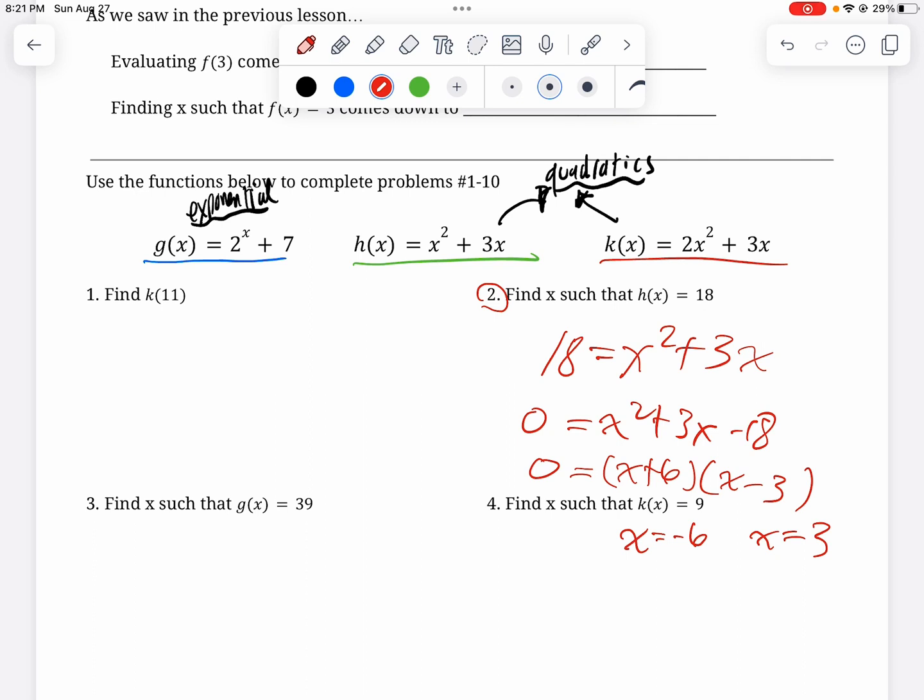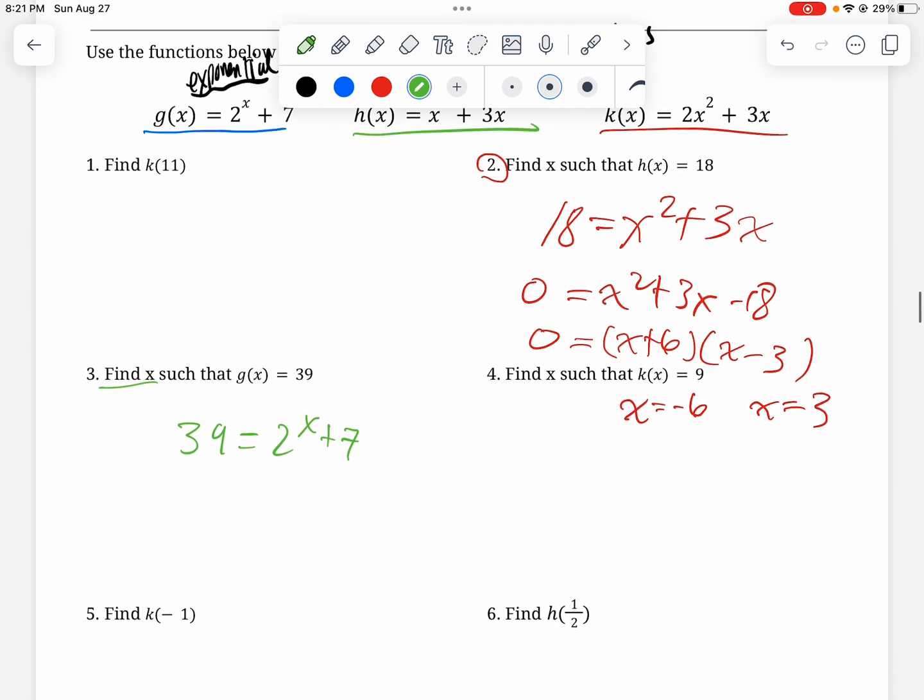I want to do 3 and 4 with you guys too. So 3, again, is a solve one. We're trying to find the input. It gives us the output, and we're trying to solve this equation. This is an exponential equation. We'll have a unit second semester where we review how to solve exponential equations. But for now, I just want to bring it up and see what we can do with this. I think your intuition would tell you to subtract 7 from both sides to start.